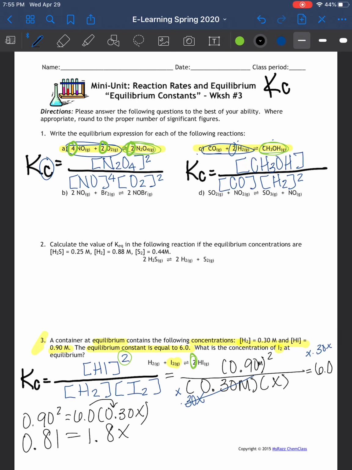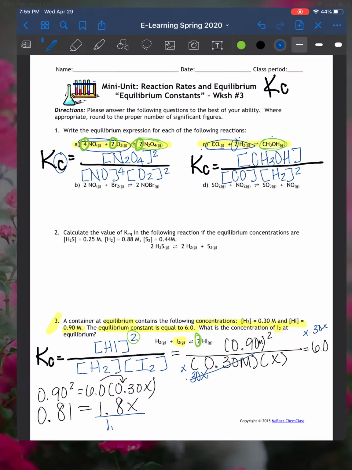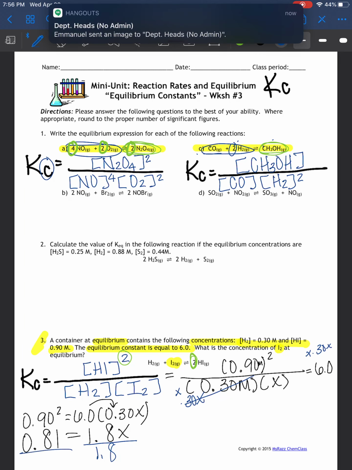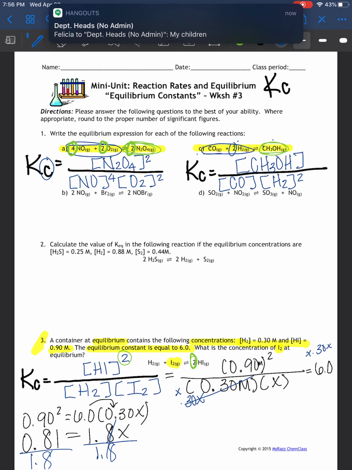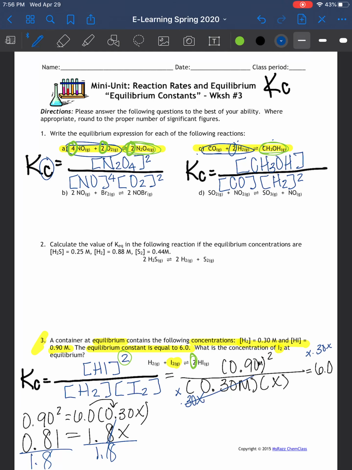All right, so to solve for x, right now it is being multiplied by 1.8. I don't want that 1.8 there. I need to move it to the other side in order to get x by itself. So we're going to divide both sides by 1.8. Okay, cancels out here. So then I have 0.81 divided by 1.8. Okay, so when I do that, I have x is equal to 0.45.